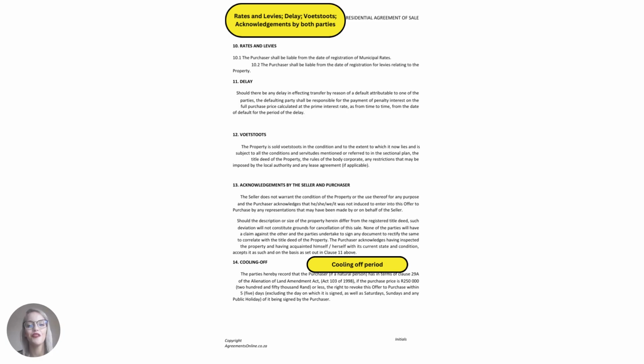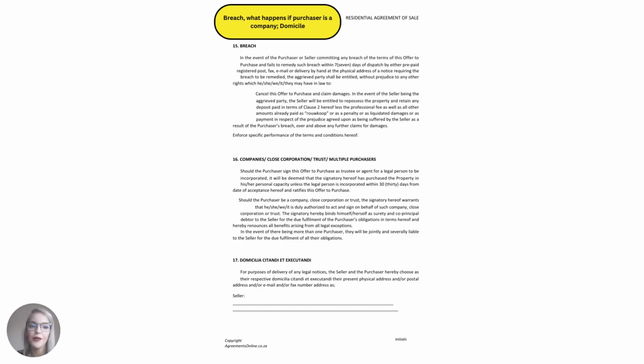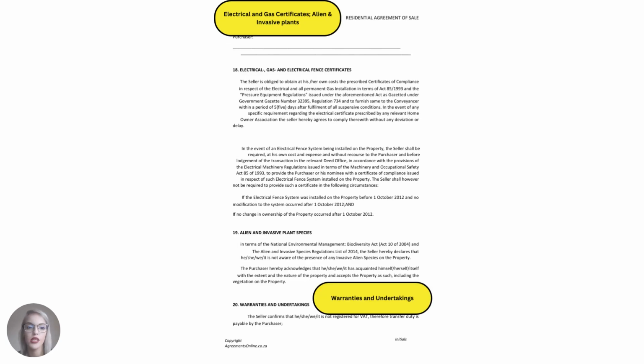And of course, the cooling off period for which the law legally allows. The agreement then looks at breach of contract and what happens if the purchaser is a company, and then also domicile of both the purchaser and seller. Now, under domicile, you would fill out your residential address as well as email address for both parties there.